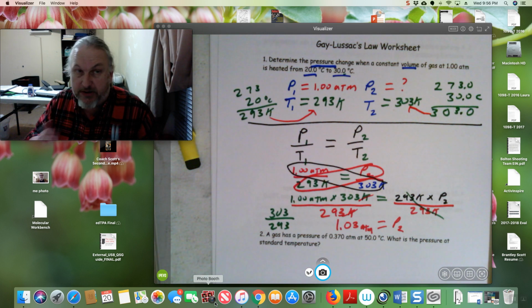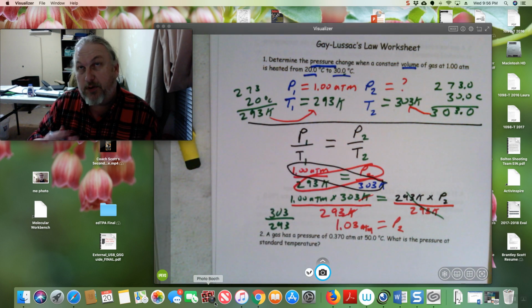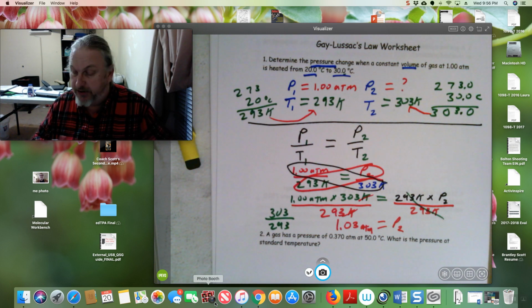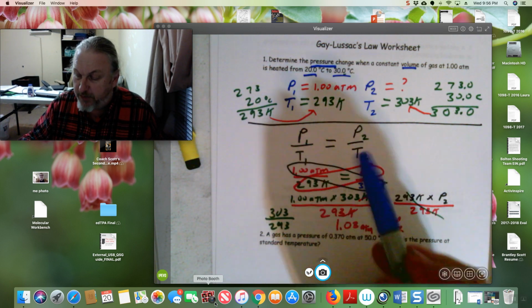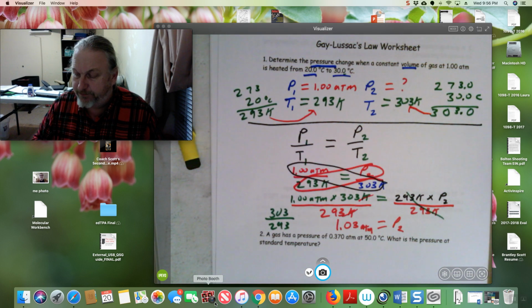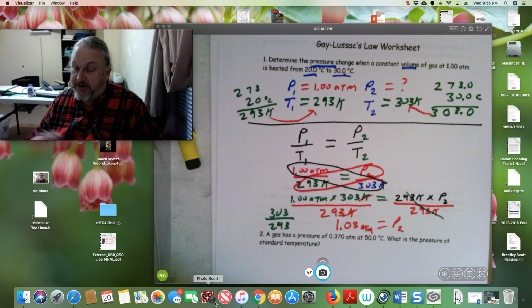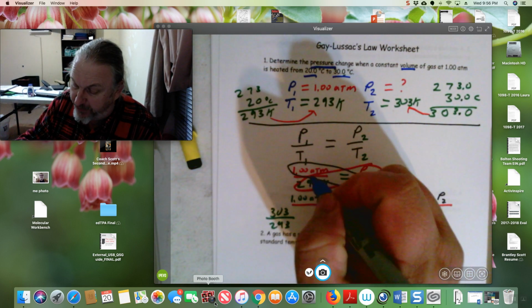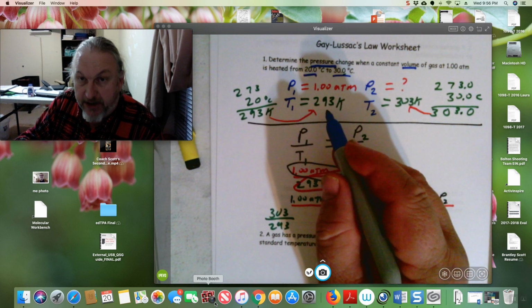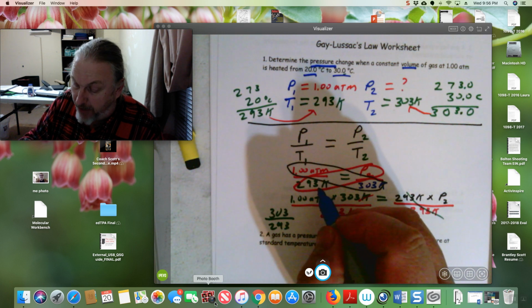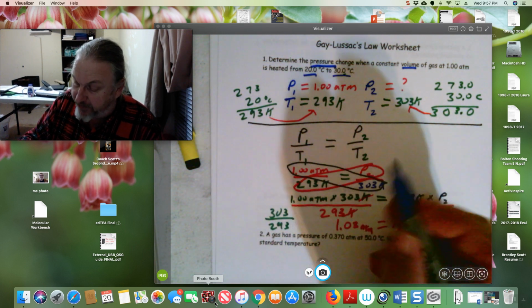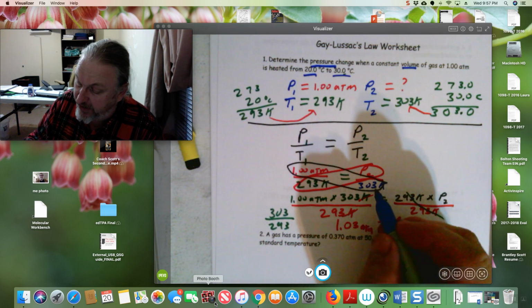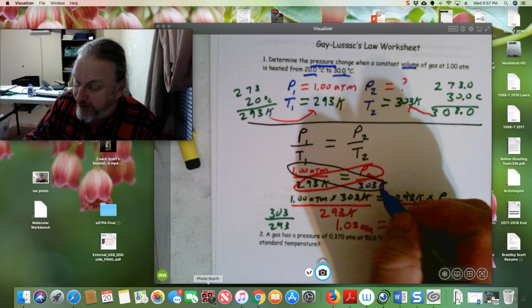So what we're going to do is use Gay-Lussac's law, which states that pressure is in a direct relationship with temperature. So as pressure increases, temperature increases. So I set up my formula, P1 over T1 equals P2 over T2. I start subbing things in. I take my first pressure, 1 atmosphere, and put it right here where P1 is. I take my initial temperature, put it below in the denominator, the temperature 293 K. I don't know what my P2 is, so that's the unknown, or the X. And then I put my final temperature here in the denominator, 303 K.